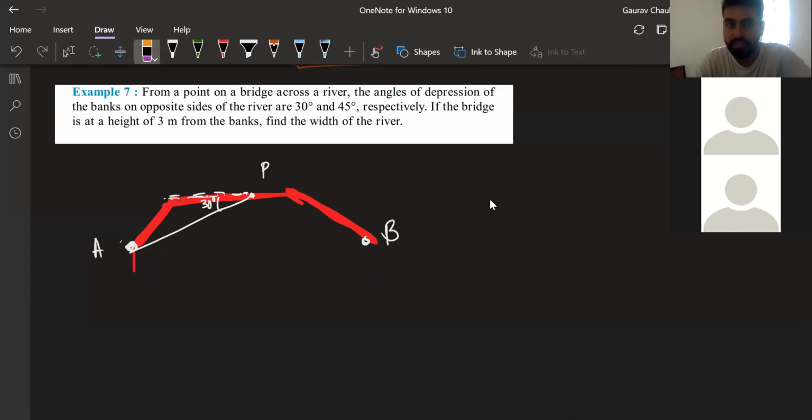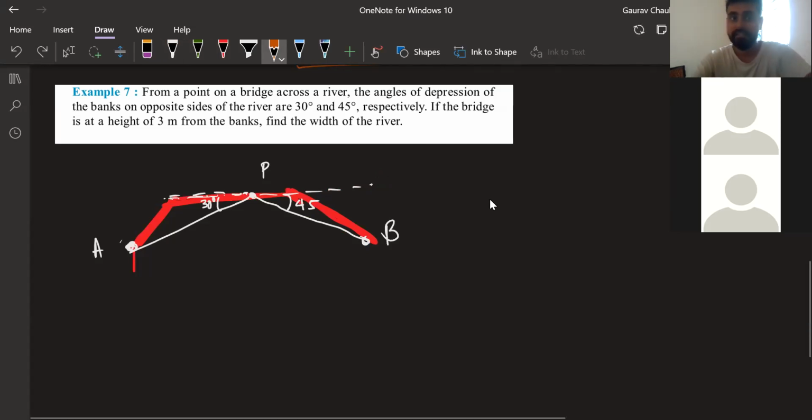Yes, sir. Same way, I'm standing at P and I'm looking at B now. And this angle of depression is how much? 45 degrees. The line of sight is PB. This is my line of sight, I'm looking in this direction, and this is my horizontal. Okay, Dilruba?